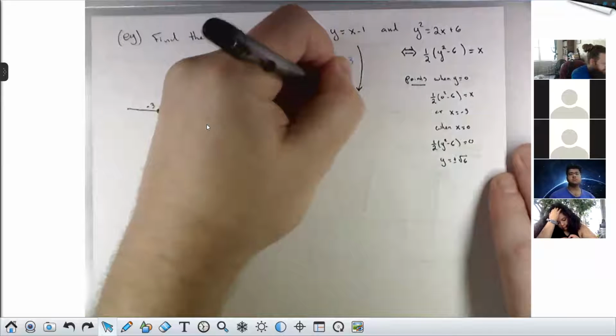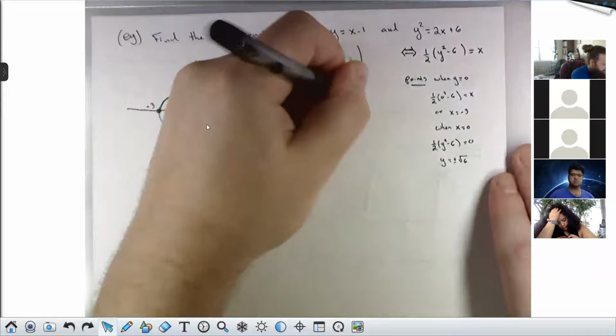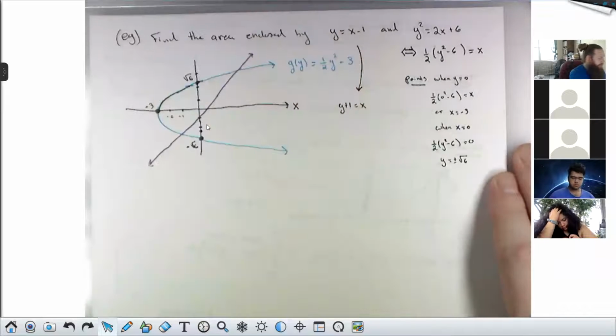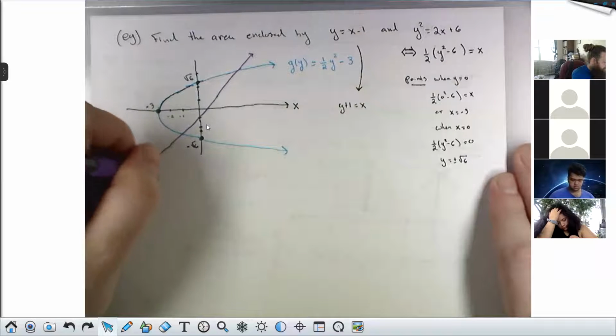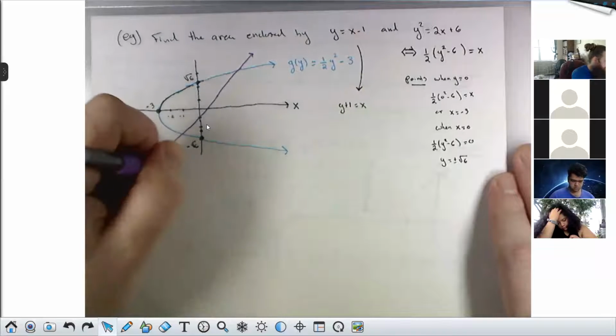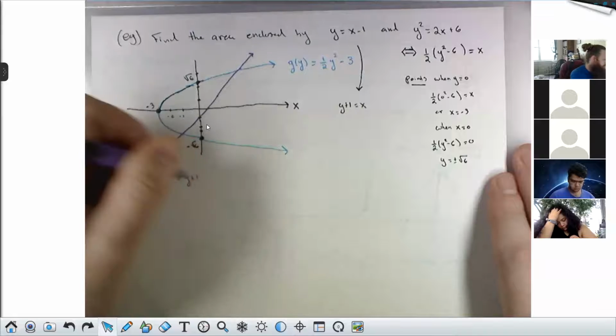you get y plus 1 equals x. So the f of y here is y plus 1.